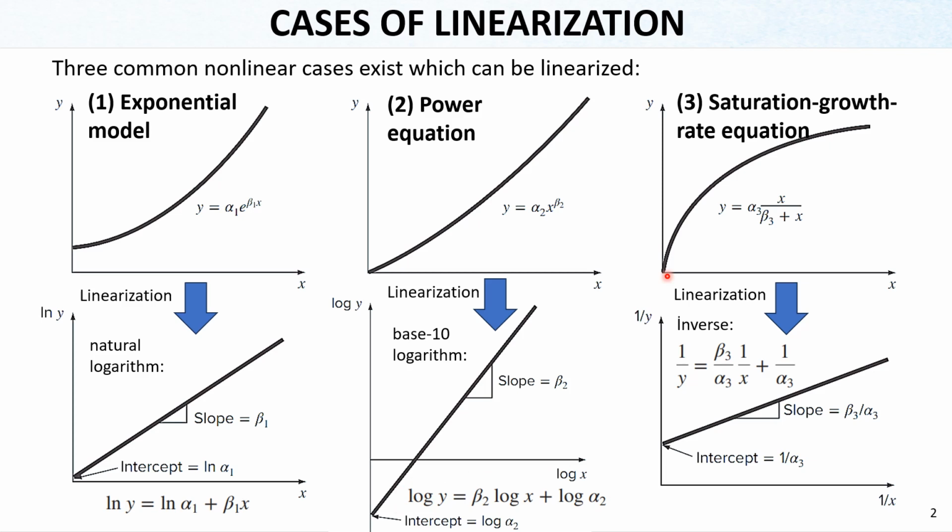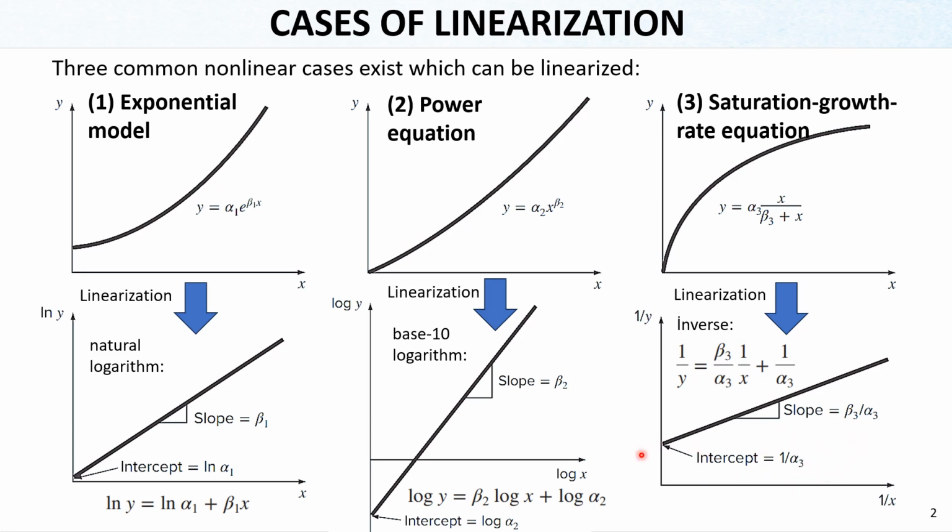Third, we can have a saturation growth rate equation. Saturation growth means it increases, then converges like this and becomes stable after a while. Its function is like this, where alpha 3 and beta 3 are the coefficients. You can take the inverse of this function, so 1 divided by y, and it turns out like this, a linearization using the inverse. Here the slope is beta 3 divided by alpha 3, and the intercept is 1 divided by alpha 3.